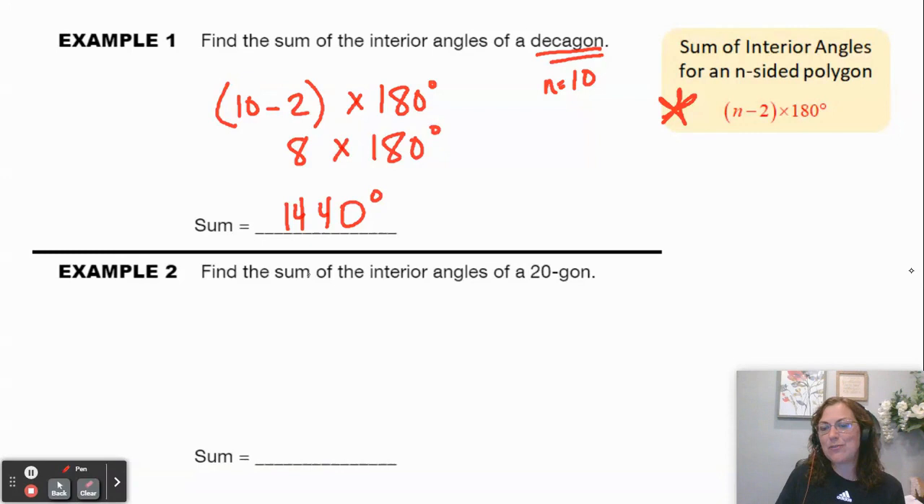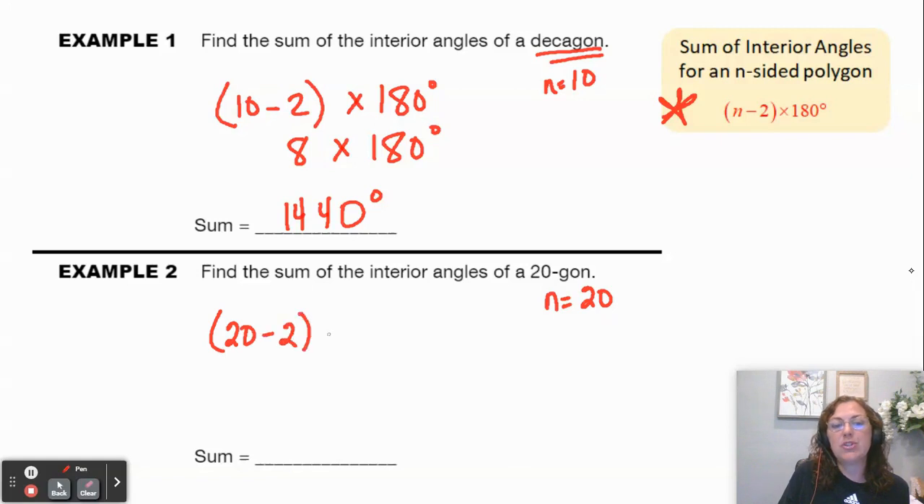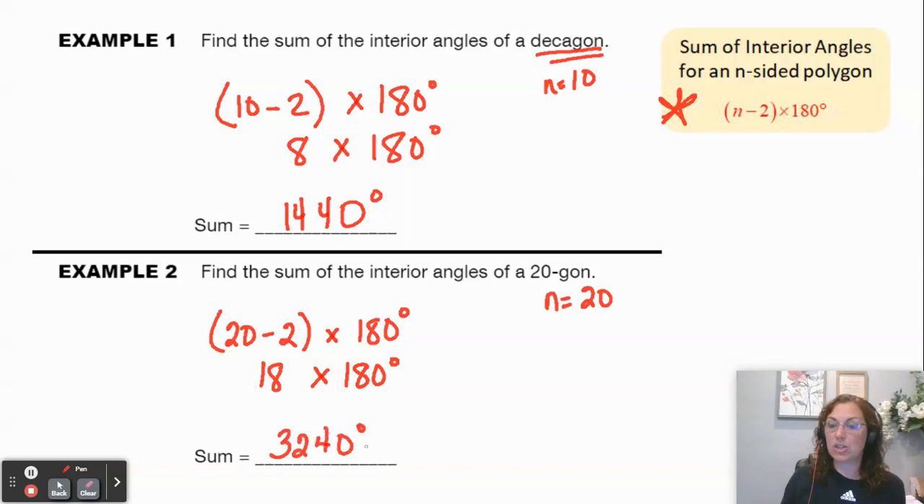Let's look at example 2 for one more example. Find the sum of the interior angles of a 20-gon. That's obviously with 20 sides. We'll let n be 20. So 20 minus 2 first, then we multiply by 180. 20 minus 2 is 18. 18 times 180 would give us 3,240 degrees. Again, if we added up all the angles in that 20-gon.